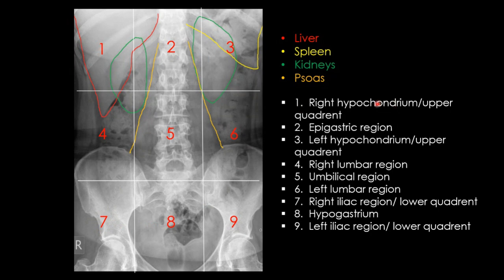Number 7 would be the right iliac or lower quadrant. Number 9, left iliac region, lower quadrant, sorry. And 8 is the hypogastrium. So it just helps when we're reporting to be able to talk about things in terms of these areas, so that it's universal and everybody understands where we're talking about, similar to the chest.